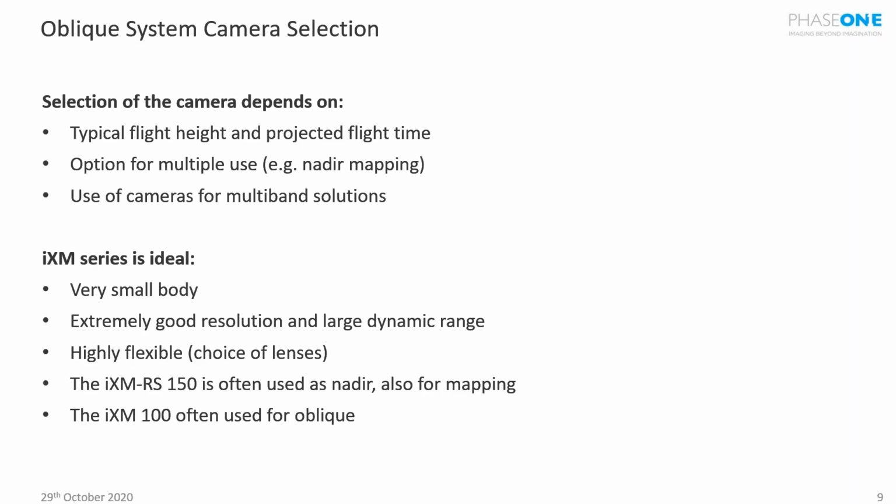The IXM series is ideal for oblique systems because of the very small body. You need 5 or 6 cameras in there, so a small body becomes an advantage. It has very good resolution and large dynamic range. The choice of lenses makes it highly flexible. So many systems select the RS150 as the nadir, which is also used for mapping, and they often select the IXM 100 for the oblique, because it gives enough resolution for oblique.